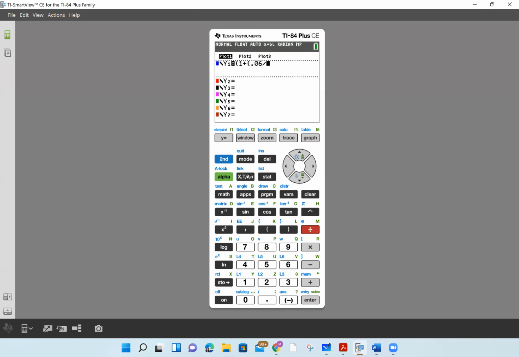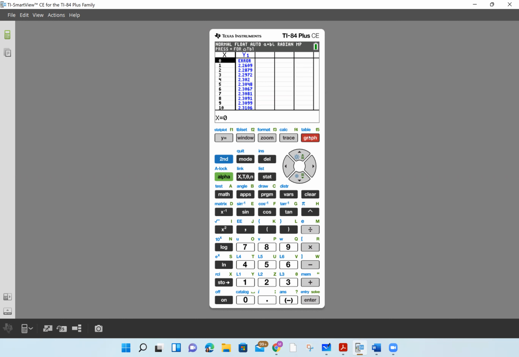Well, we don't have an n, so we're going to say x. Well, we have one, but that's not what's going to work in this table. So we have to use x raised to 14 times another variable x. Once I do that, I want to go to second graph, which is my table.